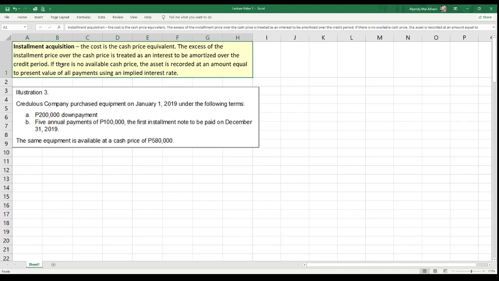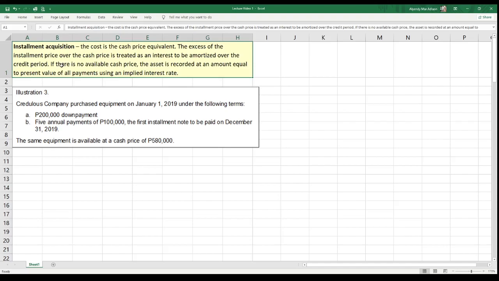Now, what if there is no available cash price? Then the asset is recorded at an amount equal to the present value of all payments using an implied interest rate. Now, let us have this illustration. This is an illustration, of course, of an installment acquisition.